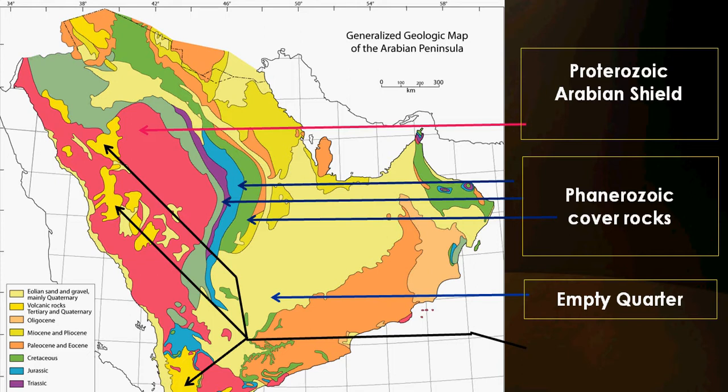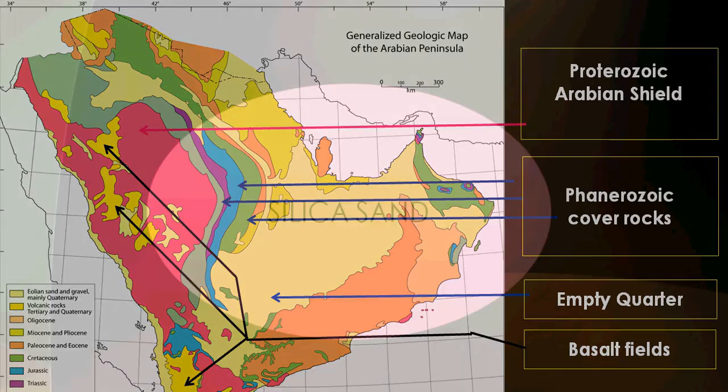The third zone is the Empty Quarter, Rub' al Khali, on your right hand side, shown in light yellow. It consists of sand dunes, but this sand has no commercial value because of its high impurity content, and it is not economically viable to upgrade this silica sand. The fourth zone is the basalt fields. Basalt fields are scattered in the Arabian Shield and they are shown in yellow color. In Arabic, basalt fields are called harrat.